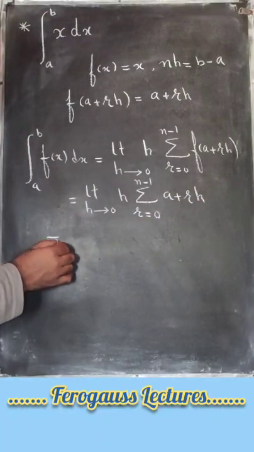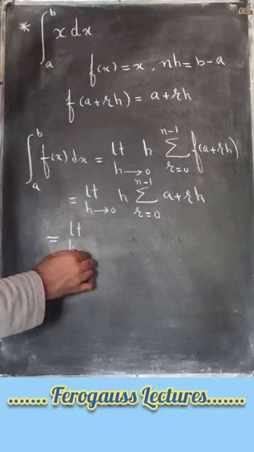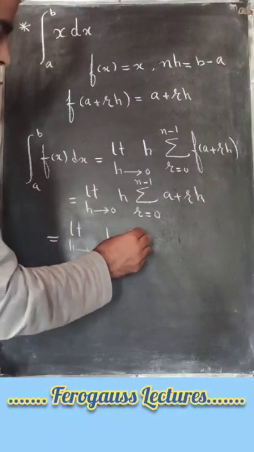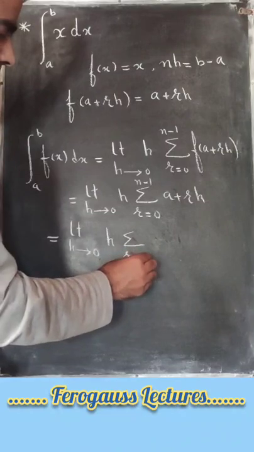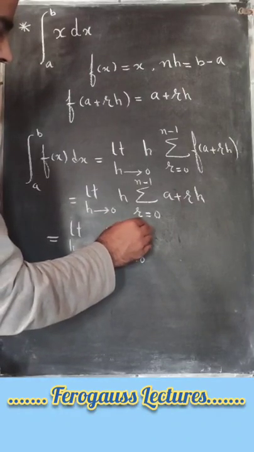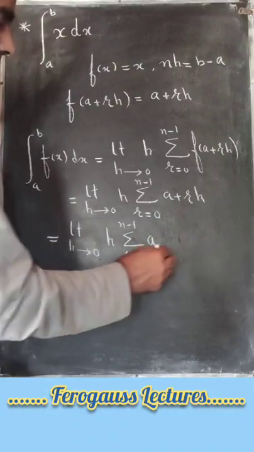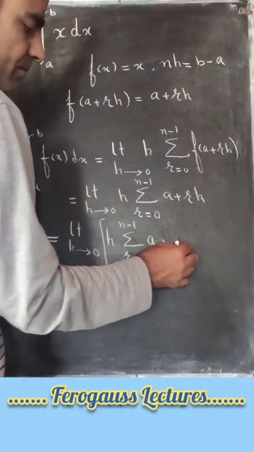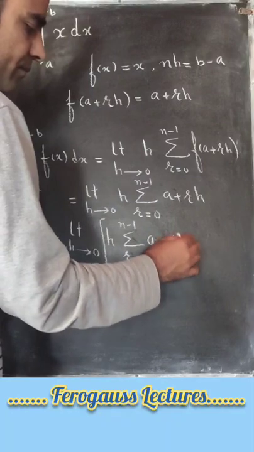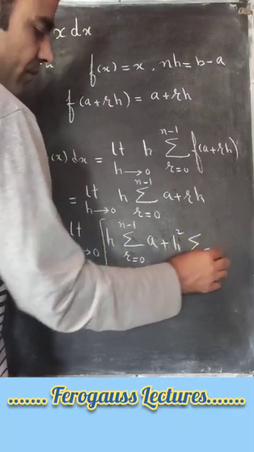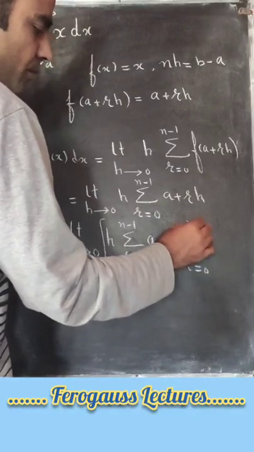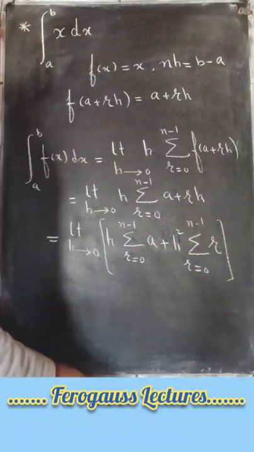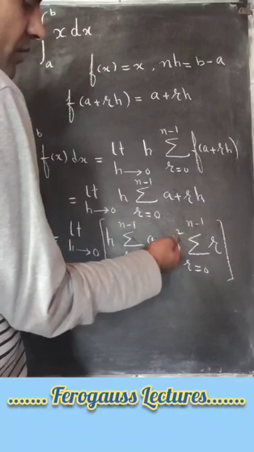That is further equal to limit h tends to 0 of h times summation r running from 0 to n minus 1 of a, then plus, we put back the bracket here, so then we have plus h into h, that is h square, summation r running from 0 to n minus 1 of r. We can write h outside this summation because it is free of r.